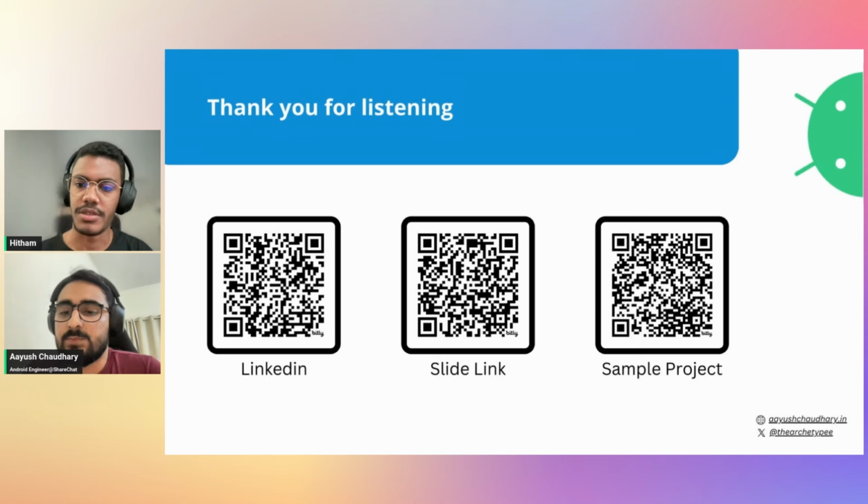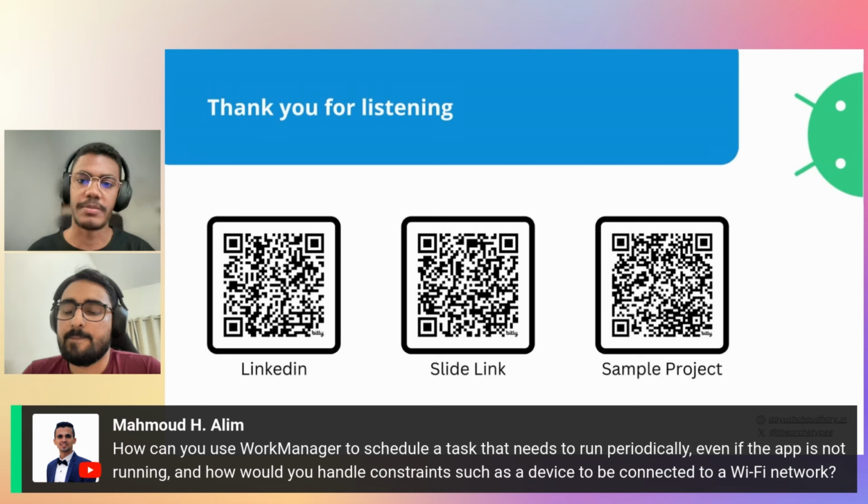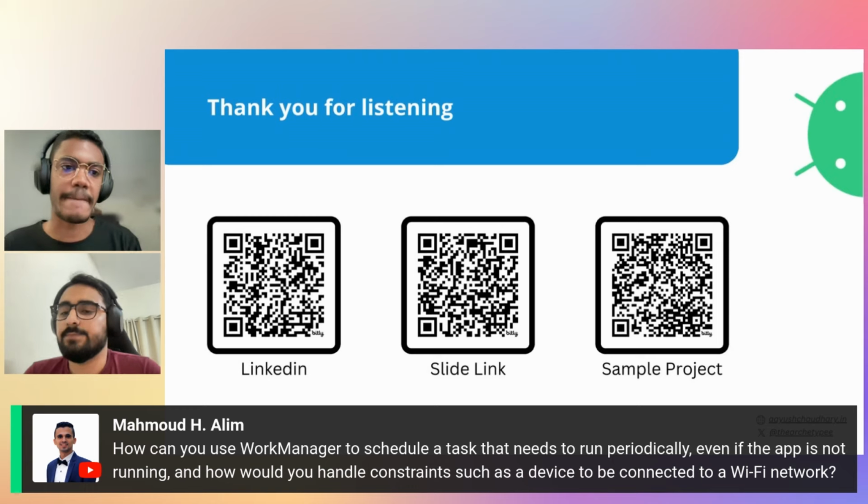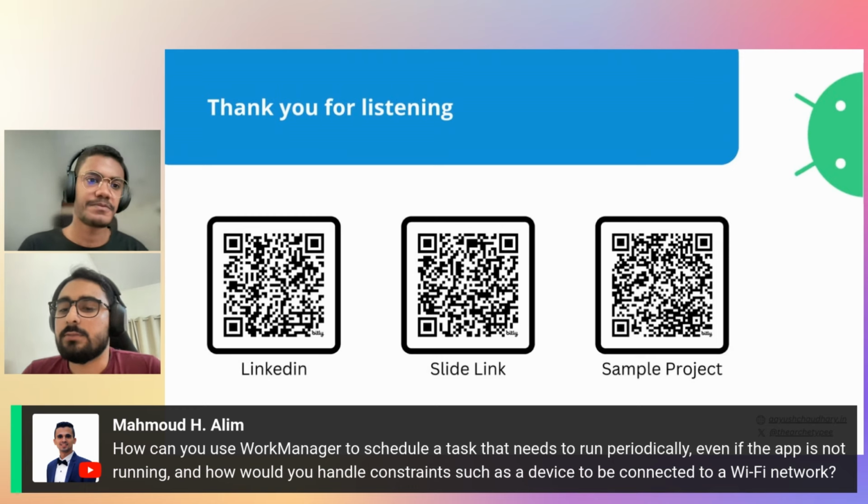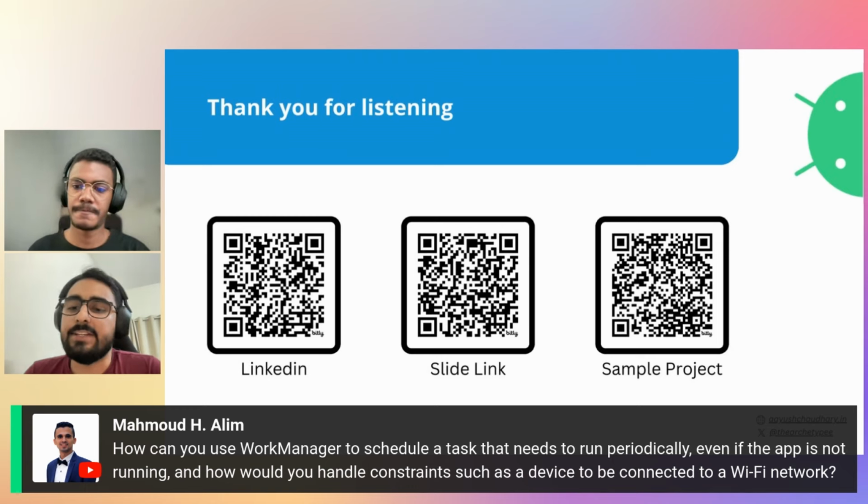And one last question. How can we use WorkManager to schedule a task that needs to run periodically, even if the app is not running? How would you handle constraints such as the device being connected to a Wi-Fi network? So to schedule a task that needs to run periodically, you can create a periodic work request.